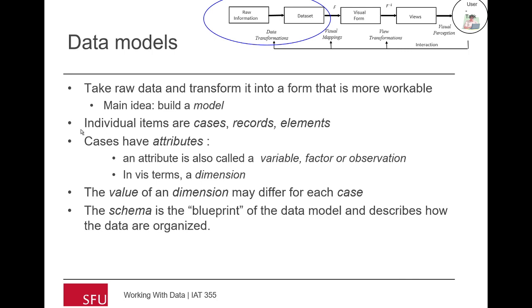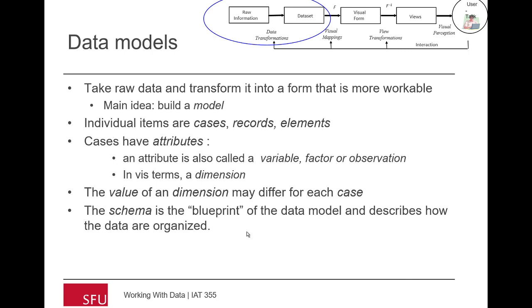In that situation, individual items in the data set might be cases, records, or elements, repetitions of the same structure over and over that are treated the same way and are constructed and interpreted according to a model that you build. Each data case in this idea has separate attributes. An attribute might also be called a variable or a factor or an observation, and in visualization terms, that's also called a dimension. And the value of a dimension may, of course, differ for each case. That's just a quick preview of the terminology we'll talk about in the next lecture segment.